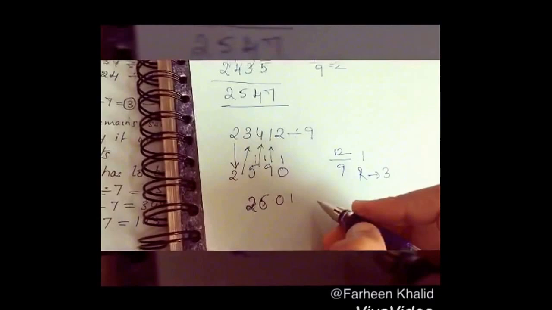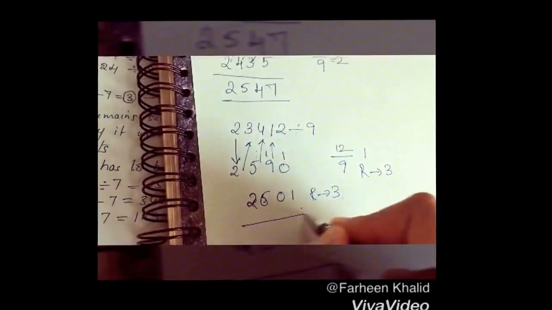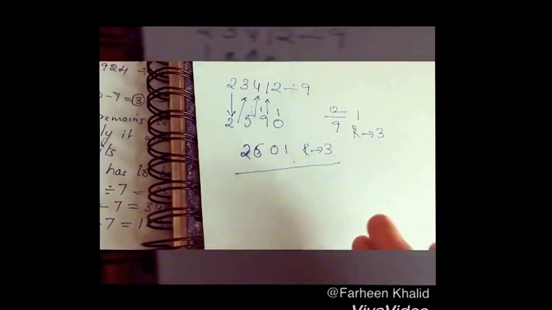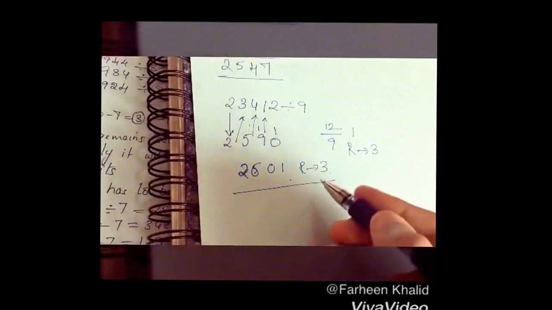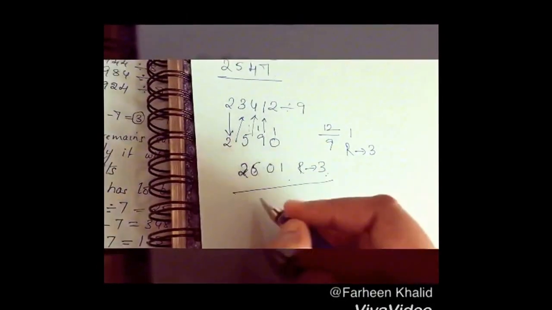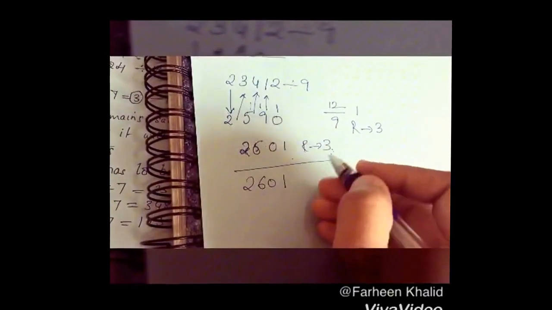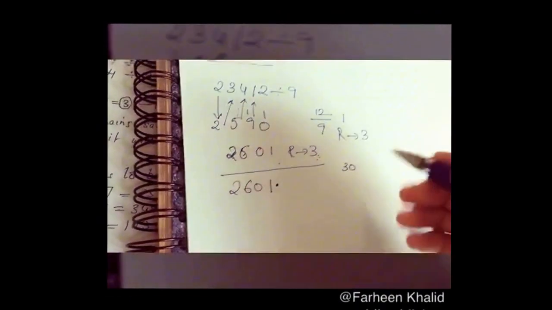So your answer is 2601 with a remainder of 3. Okay, we can stop here if you want to, but if you want to actually go ahead a little bit more, then you can do this in an easy manner. That's 2601, and since you have a remainder here, you put a point here, so the remainder becomes 30.